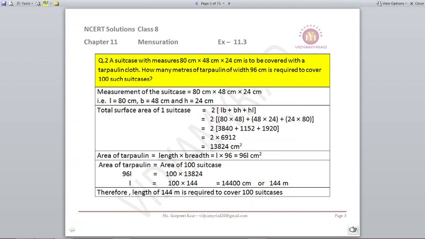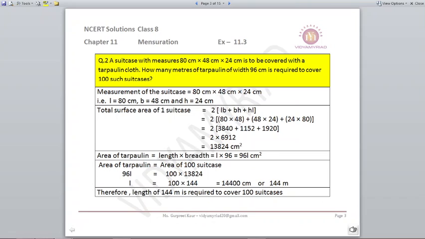Question number 2. A suitcase with measures 80 centimeters, 48 centimeters and 24 centimeters is to be covered with a tarpaulin cloth. How many meters of tarpaulin of width 96 centimeters is required to cover 100 such suitcases? So first of all, let us note the information given to us. We are given the measurements of this suitcase. So length is 80, breadth is 48 and height is 24.